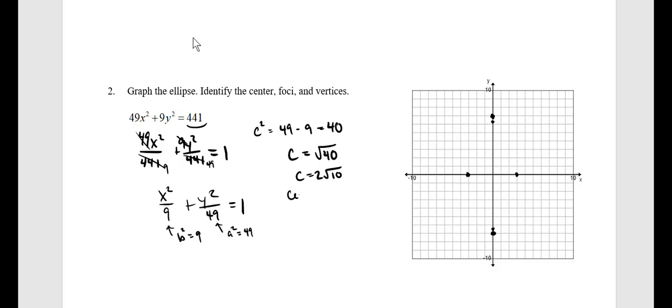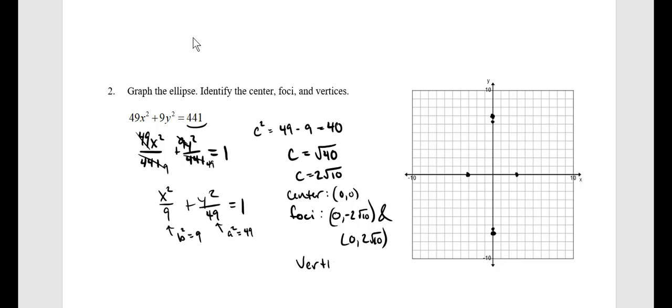Let's identify the center is still the origin. The foci, well, now these are on a vertical axis, right? So these are going to be 0, comma, negative 2 root 10. Clean that up a little. 2 root 10. And 0 comma positive 2 root 10.